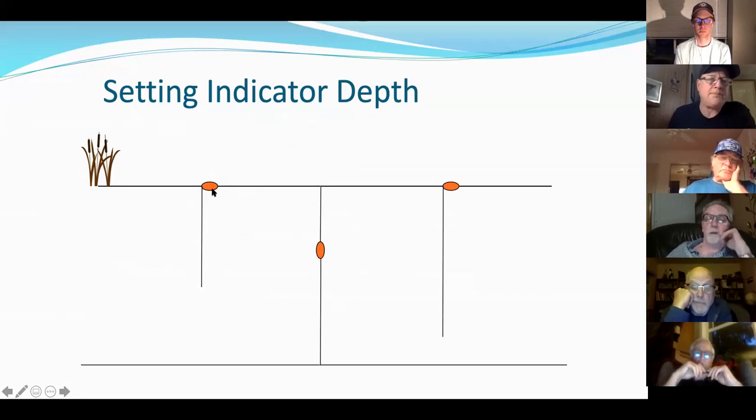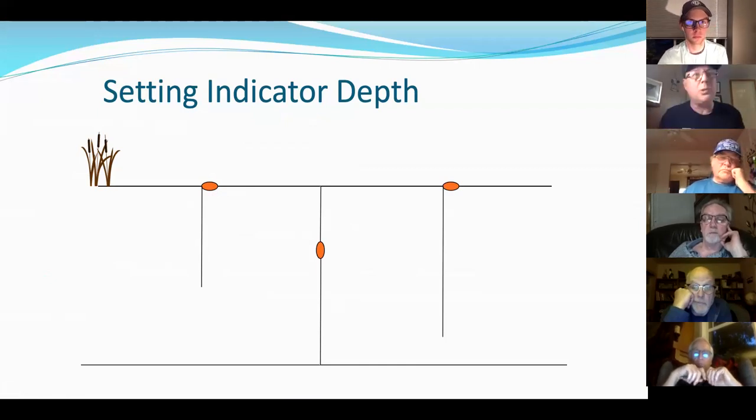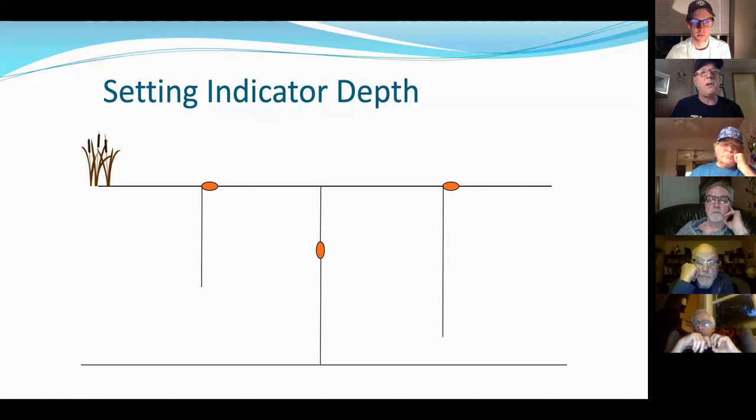So let's say I'm in 12 feet of water, and I decide I want to set a foot off the bottom. So I arbitrarily, with a ruler or whatever you want to do, get it set up. So I'm in 12 feet. I want to set my indicator, so my distance between my indicator and my fly is 11 feet. I set it up. I think I got it right, but you want to check.